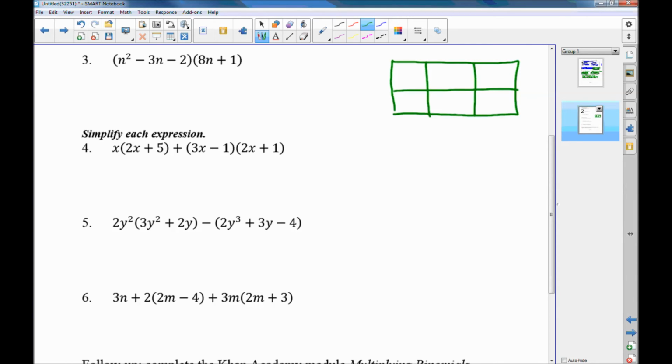I'll go this way again, 2 by 3. So we have n squared minus 3n minus 2 on the top, and 8n plus 1 on the side. Okay. I'll multiply all my parts together.